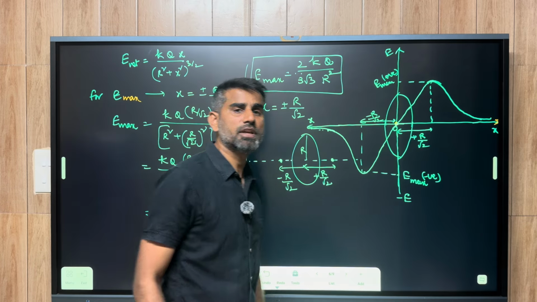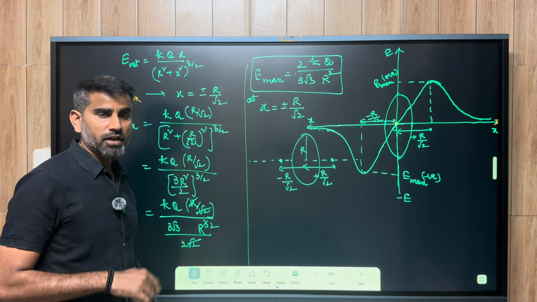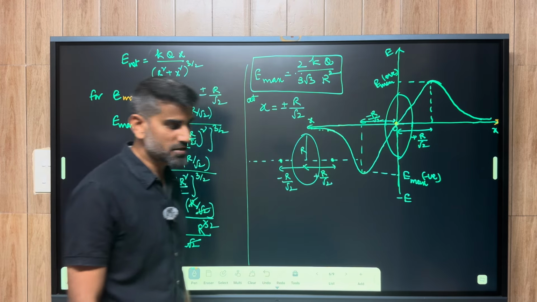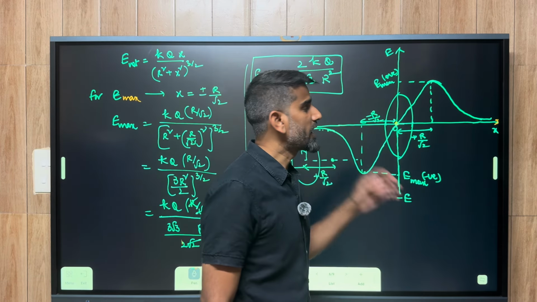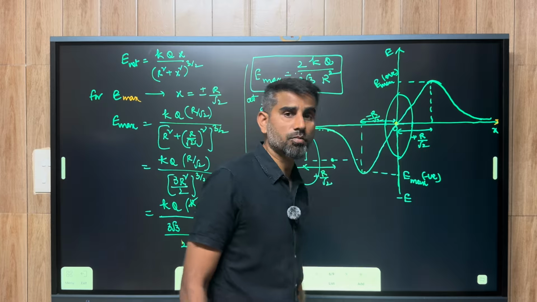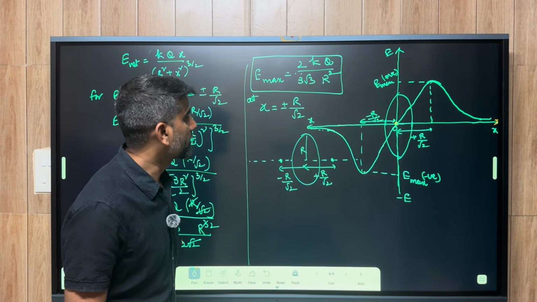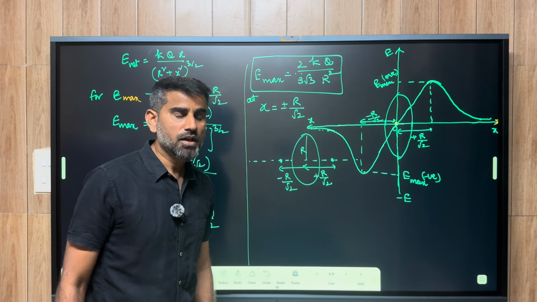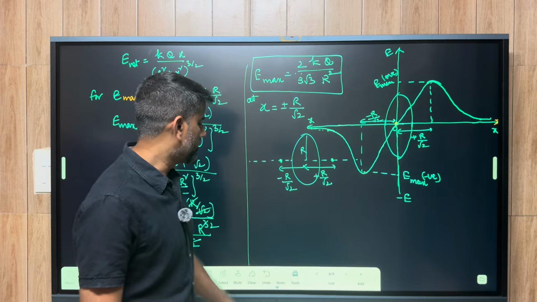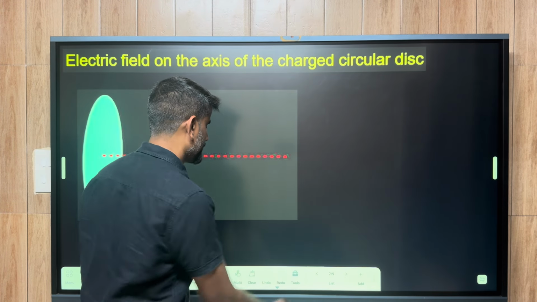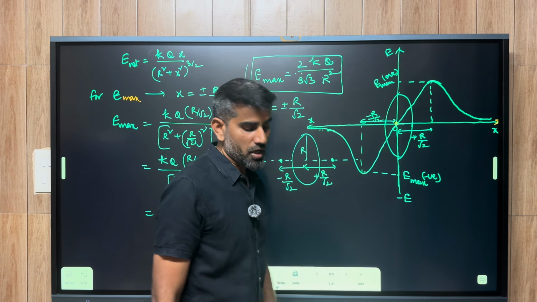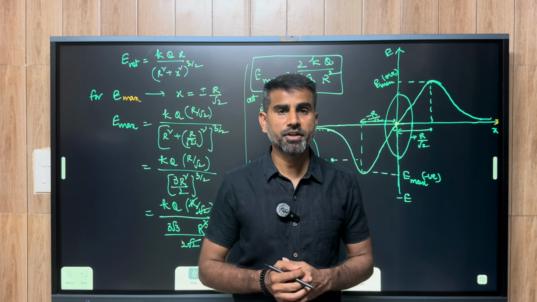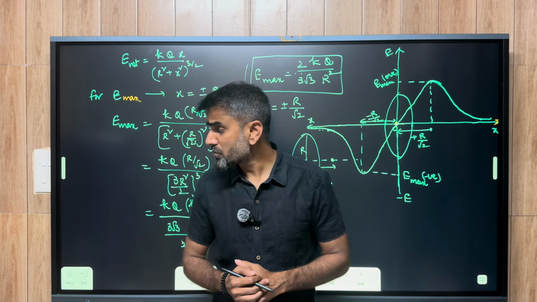This is the graphical representation of the electric field along the axis of a circular charged ring. The maximum electric field is possible at a distance r by root 2, and that maximum electric field is 2kq by 3 root 3 r square. It is a very good concept. I hope you have understood the entire steps, entire concept, entire explanation that I have followed through.